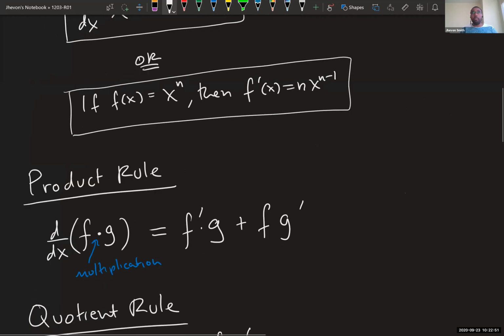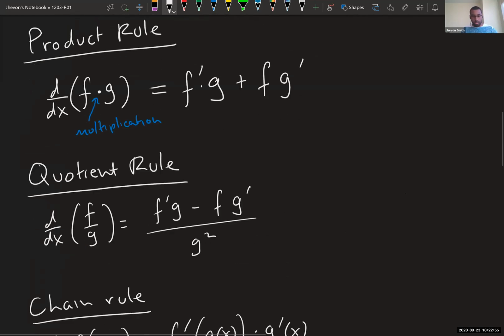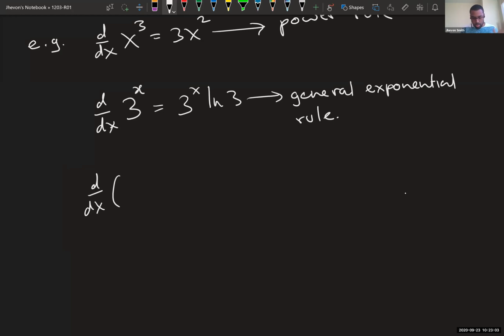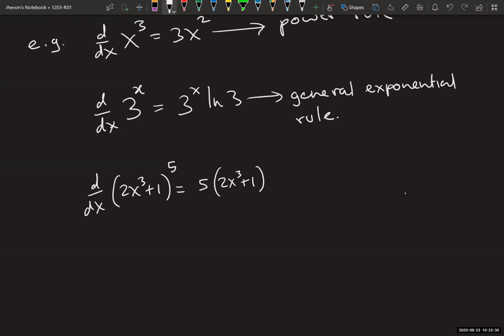Now, if you're in a situation where the base is a variable, but it is not the independent variable, so what if I had something like this? 2x cubed plus 1 to the 5th. How would you do that one? So it would be 5 parentheses 2x cubed plus 1 raised to the 4th power, and then times 6x squared. That's correct. What rule did you apply here? The chain rule. So you applied the chain rule, right?